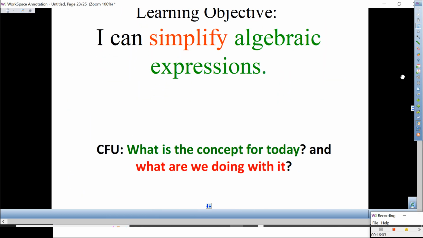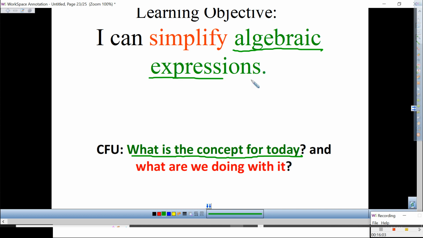Just in case you're confused, check this out. I asked the question, what is the concept of today? That's in green. Therefore my concept is algebraic expressions, because it's also in green. And what are we doing with them? We are simplifying. Today is the first day I do a formal introduction to some of the Algebra 2 things you're going to cover. We're not fully into Algebra 2 yet. We're doing a full review first, and then a quick introduction of the sets today.